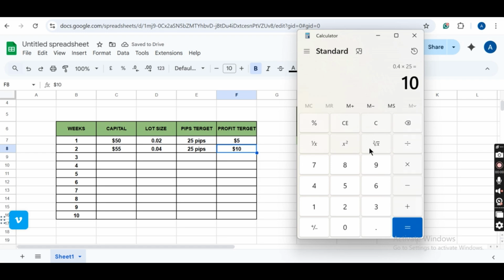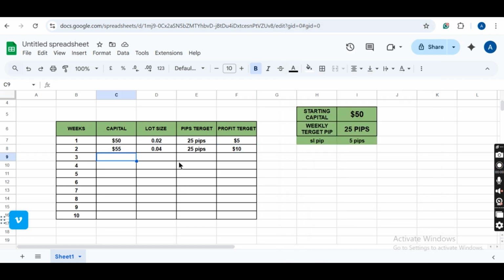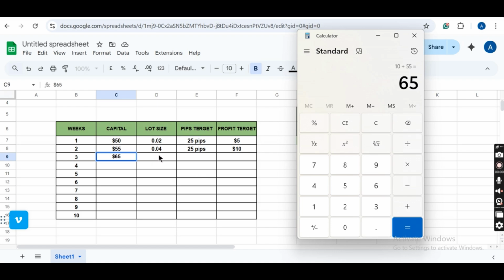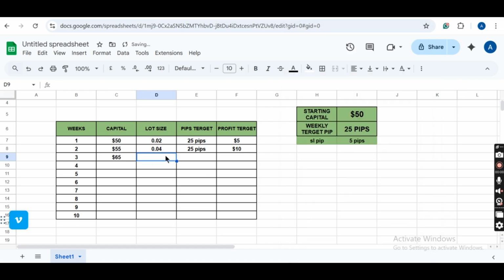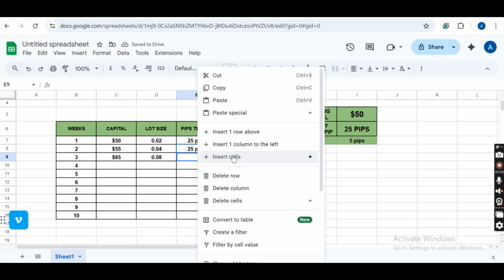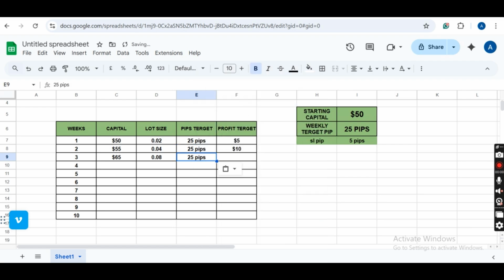So from week 2, we had $10 in profit plus the initial capital we started with, which is $55. So now we have $65, which is the exact amount we will start trading with on week 3. So on week 3, we start with $65. And same thing, we are going to double our lot size from 0.04 to 0.08. So the target number of pips is still the same, 25 pips.